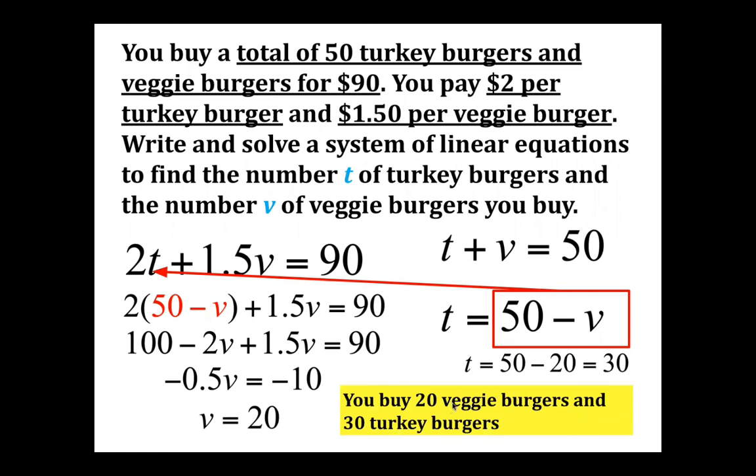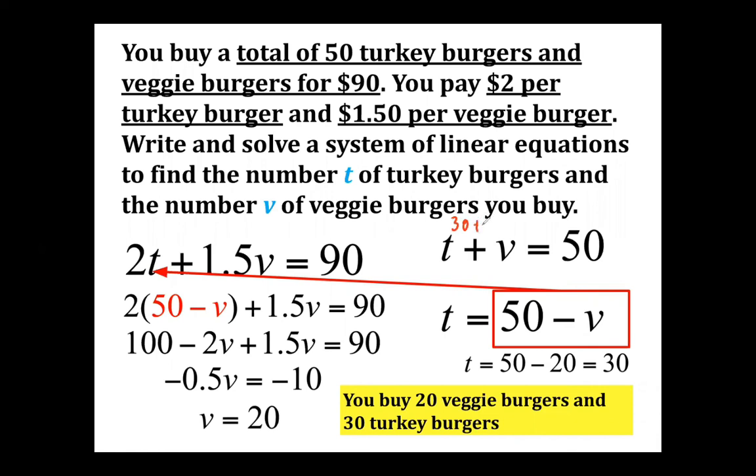Lastly, we can summarize our solution: we buy 20 veggie burgers and 30 turkey burgers. If ever you want to check your solution, you can go ahead and plug these values into the original equations. So again, our v value would equal 20 and our t value equals 30. So you can plug that into each of your original equations.